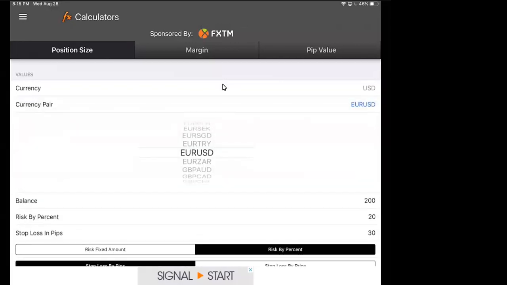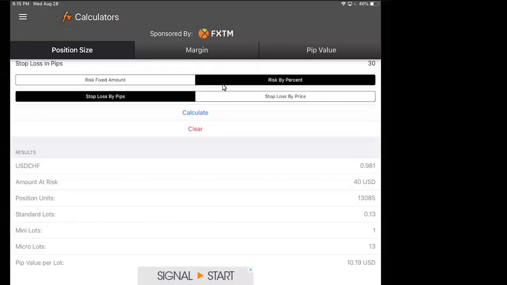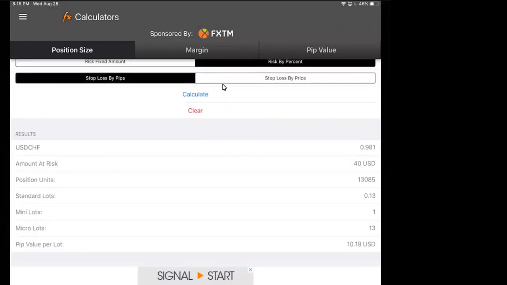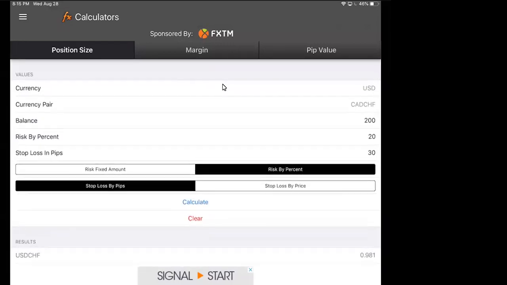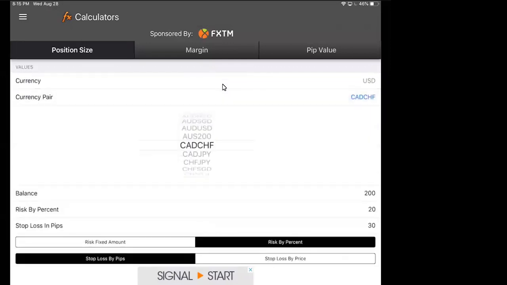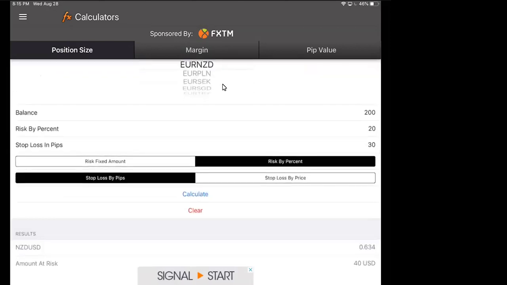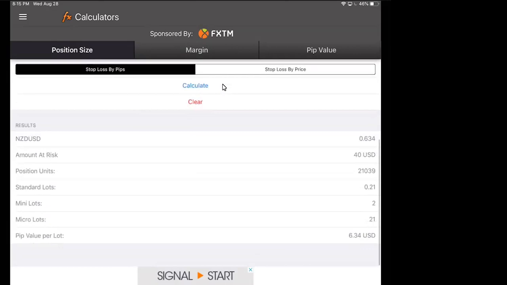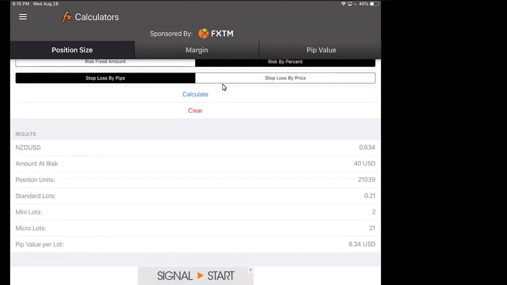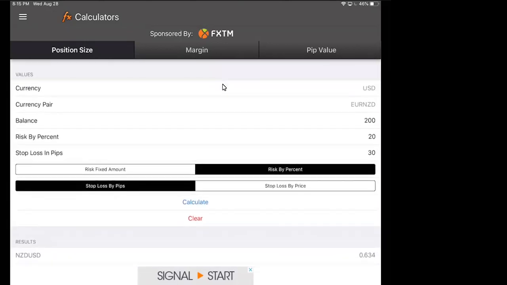So for conversation purposes, we are going to go to some of the super common ones. We're going to go to CAD Chef and calculate. You'll notice that this one is technically worth more than $10 per pip. And if we go to another pair, let's just say Euro NZD, calculate. This one's a very fast mover, but it's worth half as much. If you guys can see down here, that's why your lot size is twice as big, and it's because your pip value per lot is literally almost half as much. So that's pretty much how you use this app.